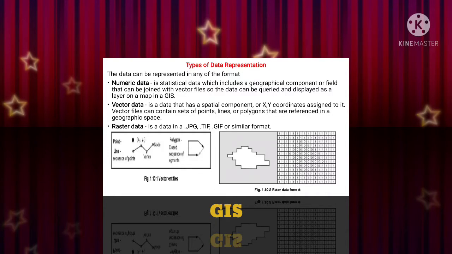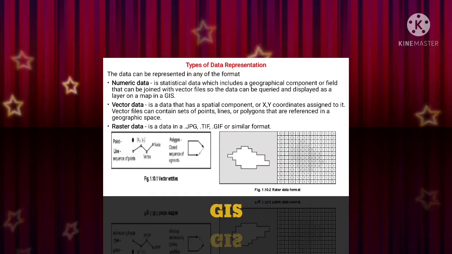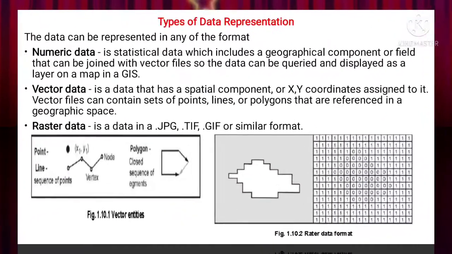So, types of data representation. The data can be represented in any of the formats. First is numerical data and next is vector data. Numerical data is based on statistical analysis reports. It is taken from the data collected before in a GIS system. Vector data has an XY coordinate assigned to it. Vector files can contain a set of points, lines or polygons that can be referenced in a geographic space. Raster data is data in JPEG, TIFF, GIF or similar format.